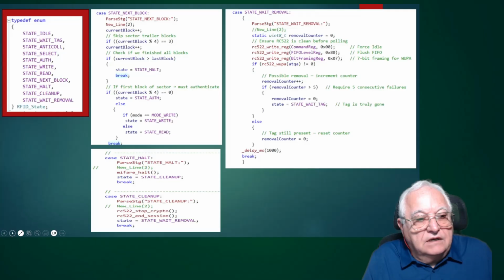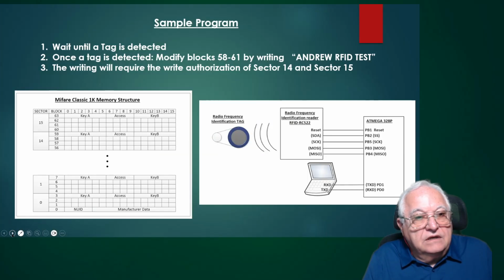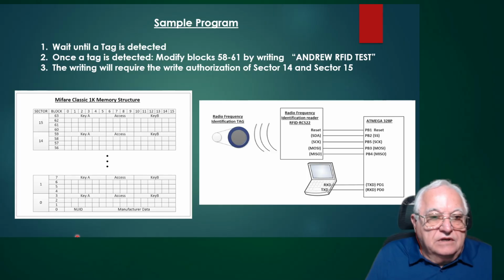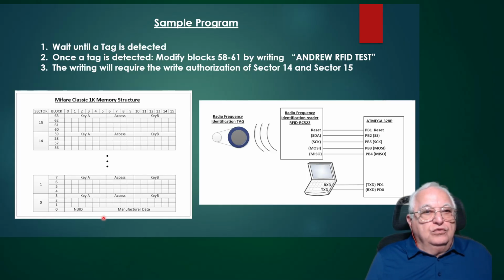Okay, so let's go to the sample program. What we're going to do is first wait for a tag to show up. Once a tag is detected, then we're going to modify blocks 58 through 61. We're going to write Andrew RFID test. Then the writing will require the authorizations of sectors 14 and 15.